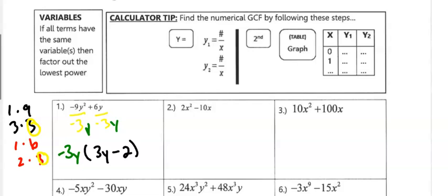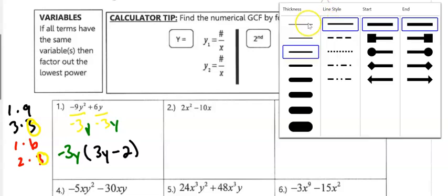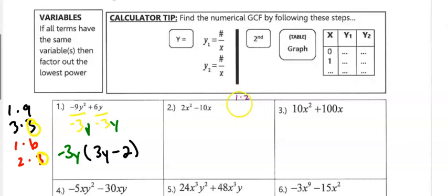So if we look at our next example, 2x squared minus 10x. Factors of 2 are 1 and 2. Factors of 10 are 1 and 10, or 2 times 5. So our common factor is going to be 2. Both terms have an x, so we can go by 2x. That's our GCF.